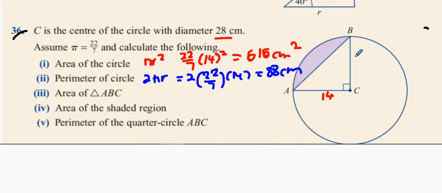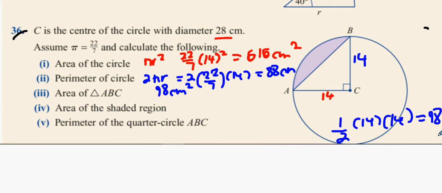Okay. Area of ABC. Well, is there a right angle? A half base times height. What's a half? 14 times 14. 98. Then we get 98 centimeters squared. The area of the shaded region. Alright, we have a plan. Here's the plan. Forget about the shaded region. Okay, by the way, that's 98. Everybody cool with that? Half 14 times 14 is 98.